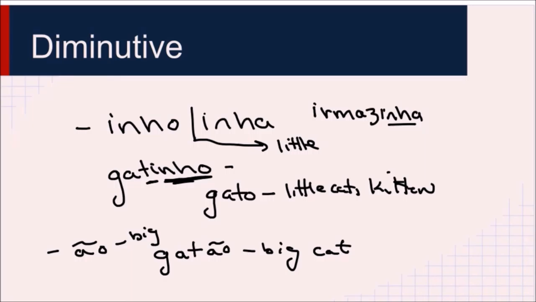Now, if you remember the very first slide, I mentioned the word for shrimp is camarão. That A-O ending is not indicative of a large shrimp. That's just how the word is. But in pretty much every other case, if you see an A-O ending, you should immediately think big. I'll give you an example. You have a car, carro. So you may have something like carrão, a big car, a luxurious or expensive car. Okay? So those are definitely important.